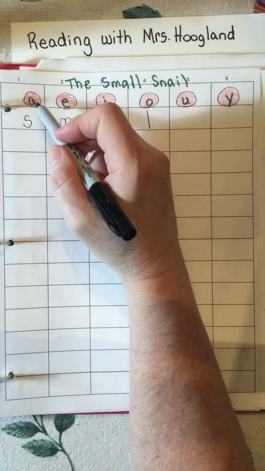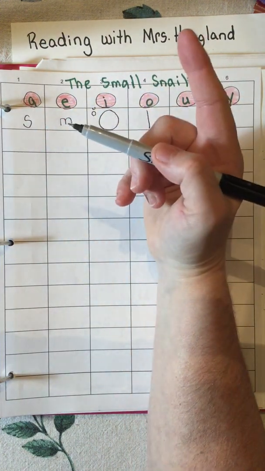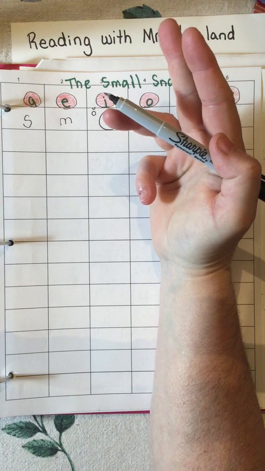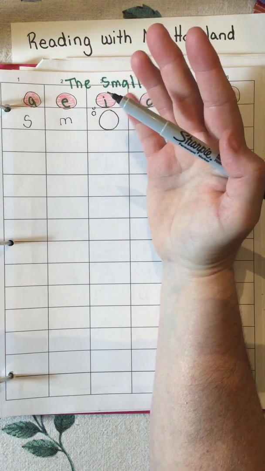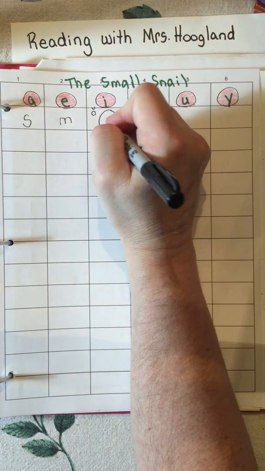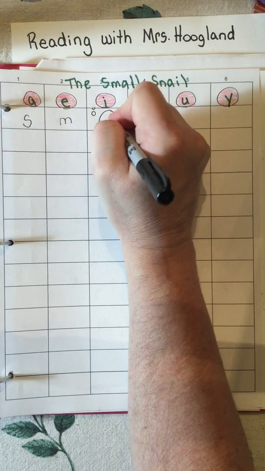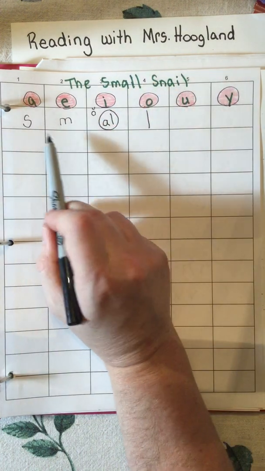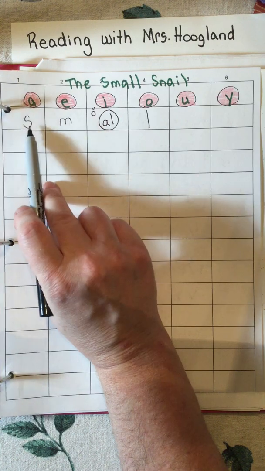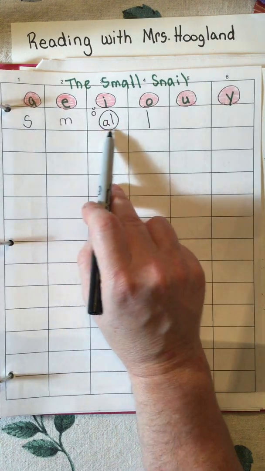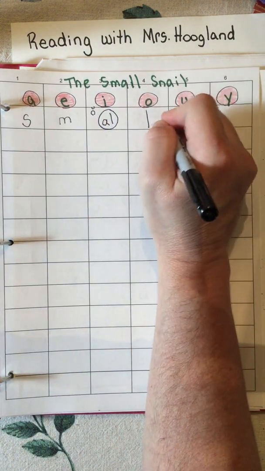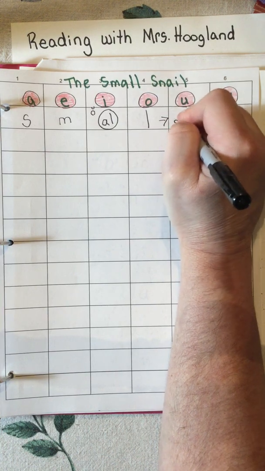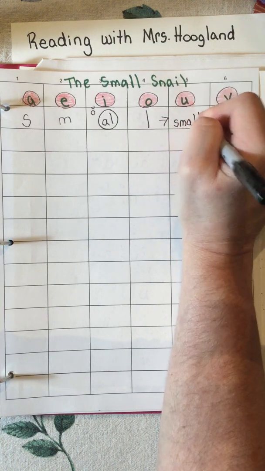This all, remember the A I said says aw if it's a schwa, or if it's A-U, A-L, A-W. In this instance, it is actually an A-L. So this word is small. I put this word all together, and I blend it, and I have the word small.